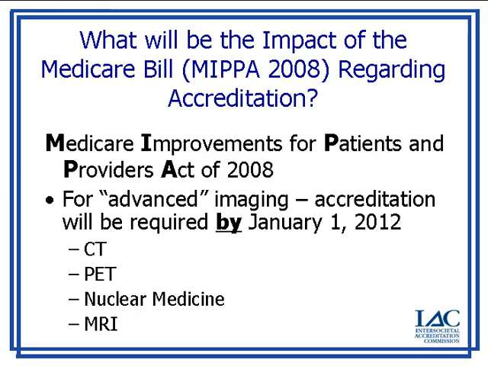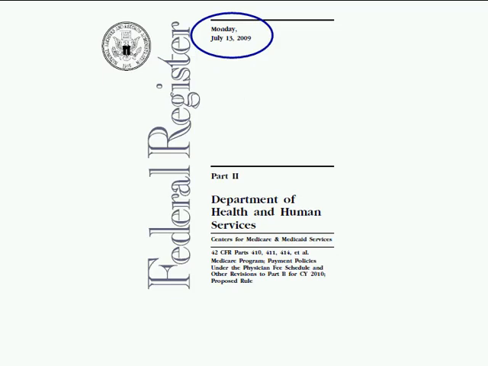So let's move on to the federal mandate and what will be the impact of the Medicare bill regarding accreditation. Well, you'll frequently see the Medicare bill referred to as MIPA, and that's because that stands for Medicare Improvements for Patients and Providers Act of 2008. And this particular act or law requires advanced imaging accreditation by January 1st, 2012 for advanced imaging. And I want you to keep in mind why I've bolded that by, and we'll see this in another slide.